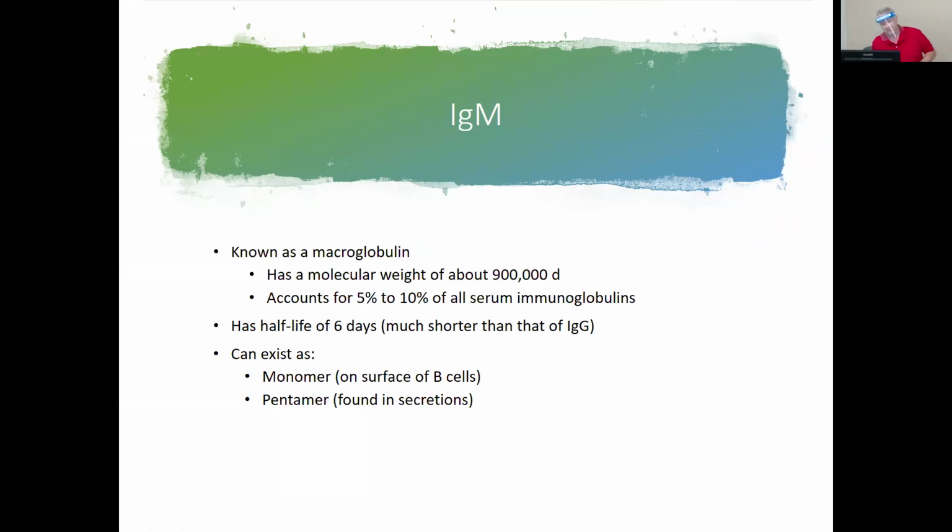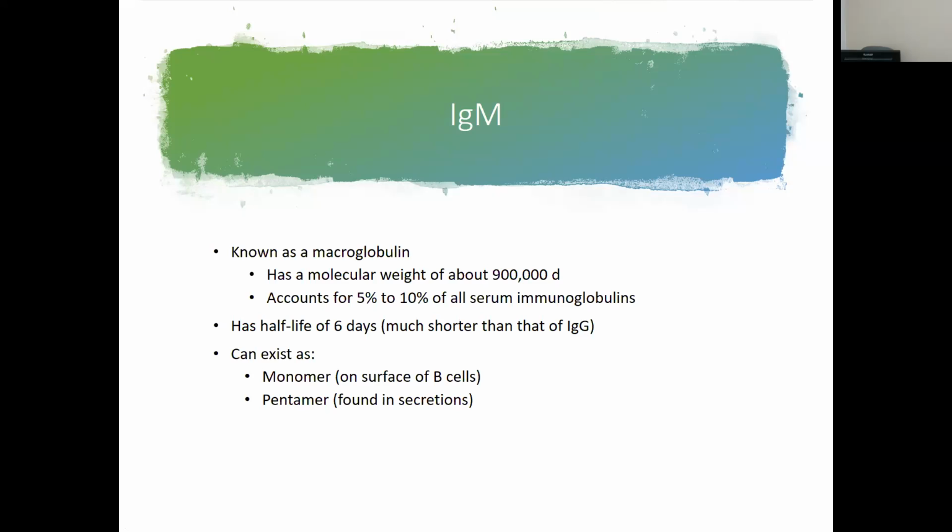IgM, remember the biggest, 900,000 Daltons, but only 5 to 10% of the serum immunoglobulins. Half-life, much shorter, 6 days. What was our half-life for IgG again? 23. Okay, 23 days, yeah.